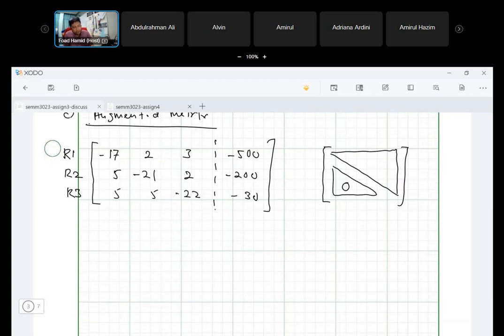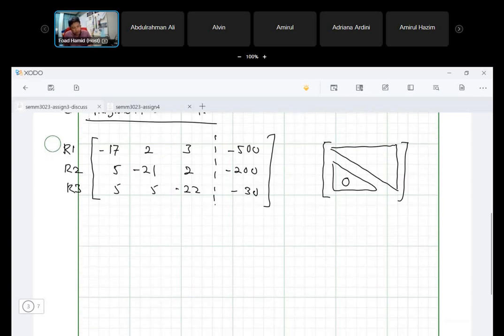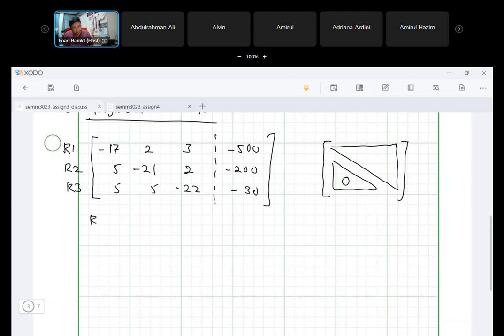Let me use this formulation. Let's say R2 prime. There's R2 and there's R2 prime. R2 prime means after the first iteration. So the 1 prime means 1 iteration. Row 2 after first iteration is just, so let's do this.